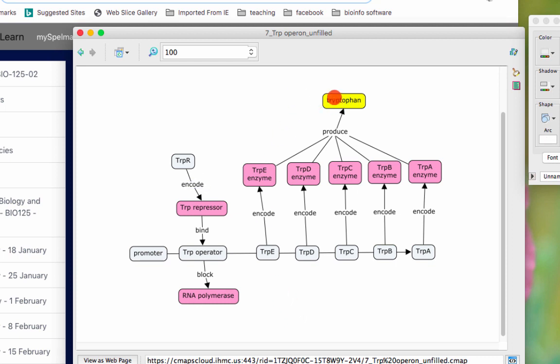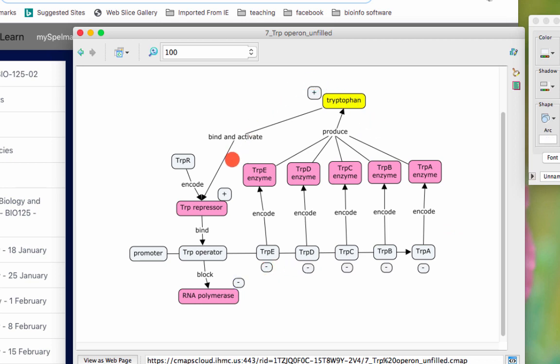When tryptophan is present, it will bind and activate the trp repressor. When the trp repressor is functional, it binds the operator and blocks RNA polymerase from transcribing the operon. So RNA polymerase is off, which means the entire operon is off.